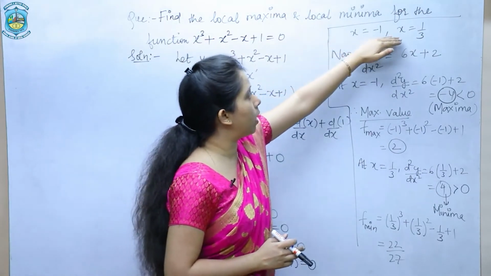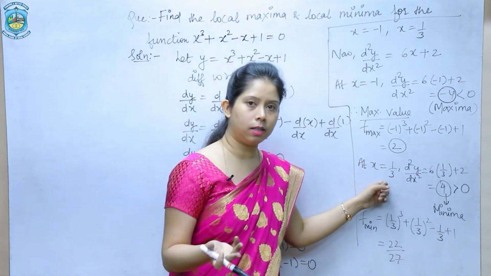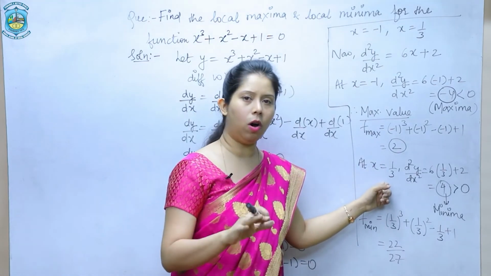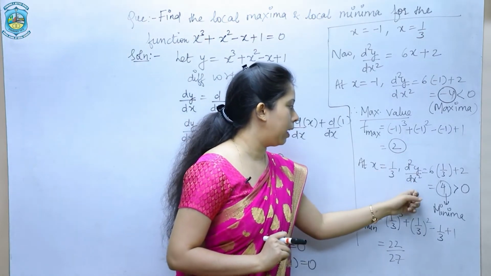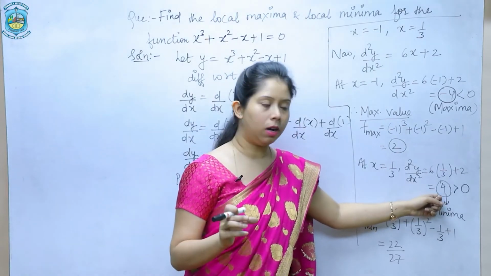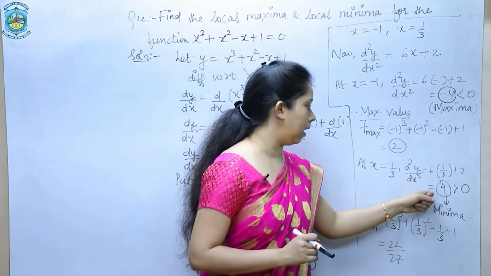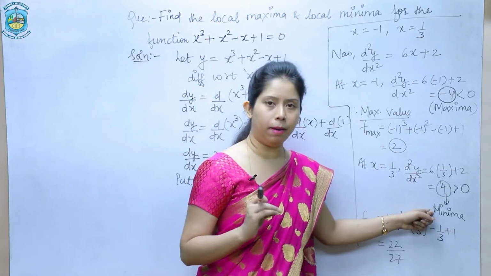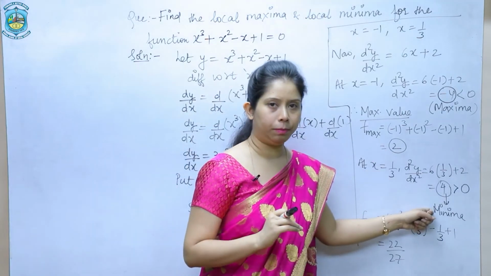So, now the next point was 1 by 3. So, at x equal to 1 by 3, we will discuss whether the point has a maxima or a minima. So, we will put the value of x in d2y by dx square. So here we are getting a positive value. So whenever you get d2y by dx square as a positive value, that indicates that the point has a minima. So x equal to 1 by 3 is a minima.